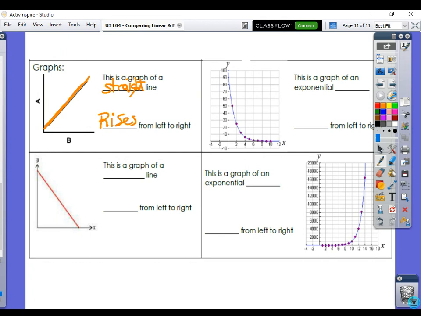Same again, this is the graph of a straight line, right? It has to be straight because it's a constant rate of change. But this one falls. This one falls from left to right. So whether you're rising or falling, your rate of change is the same. Your rate of change is the same.